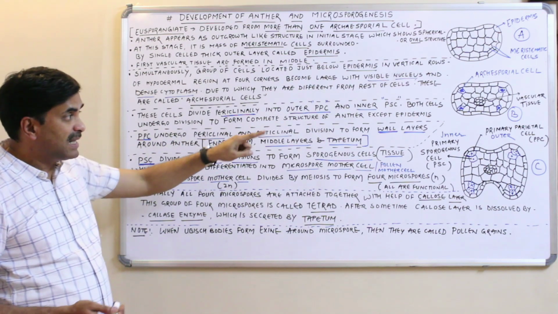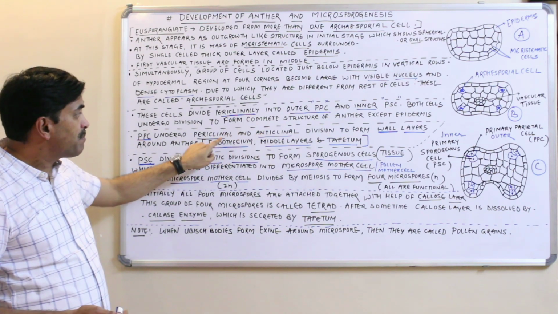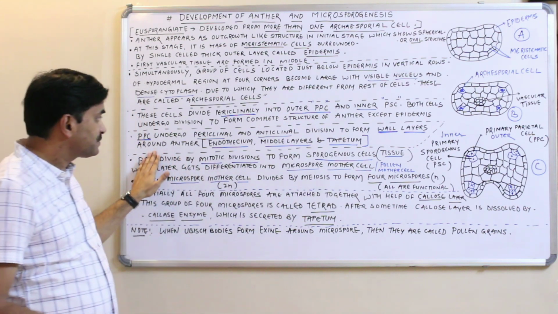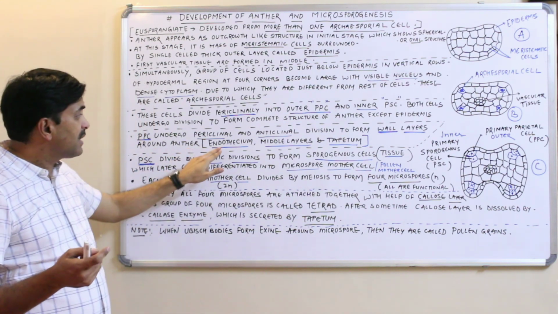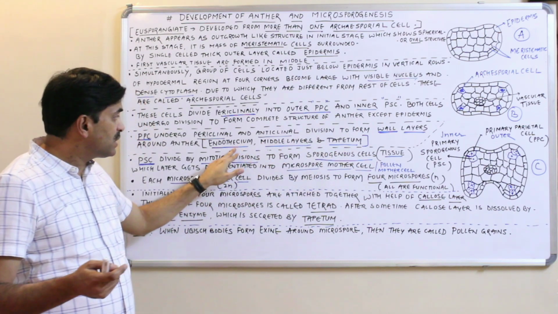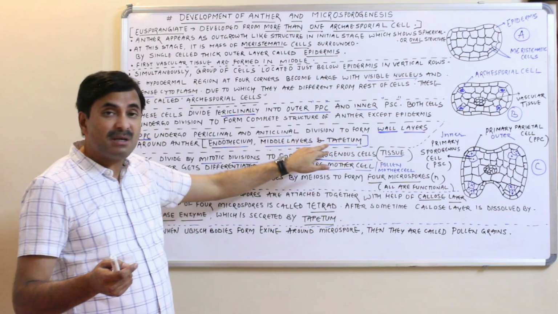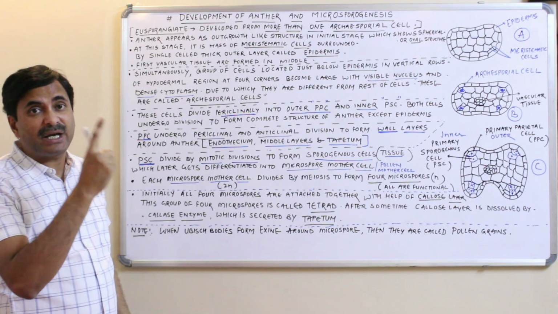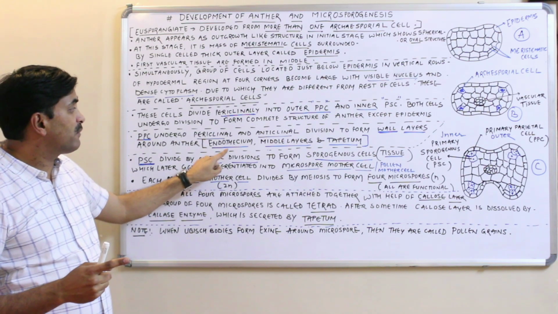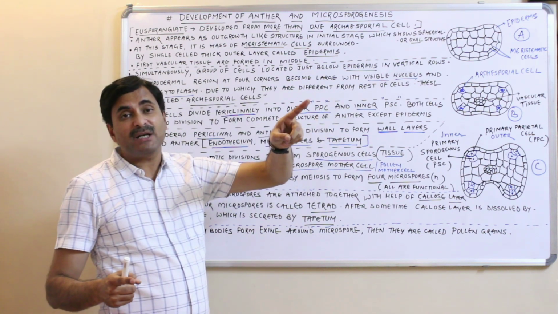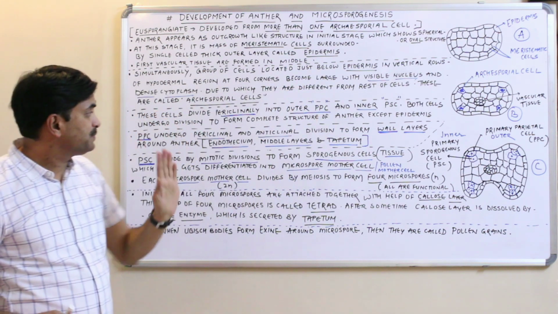So the PPC cell, the outer cell, divides by periclinal and anticlinal division to form the wall layers around the anther. And which wall layers? Endothecium, middle layers and tapetum. What is endothecium? What is middle layer? What is tapetum? When I talked about the structure of the anther in my video, I gave the description of the endothecium, middle layers and tapetum. If you have not watched that video, go and watch it.